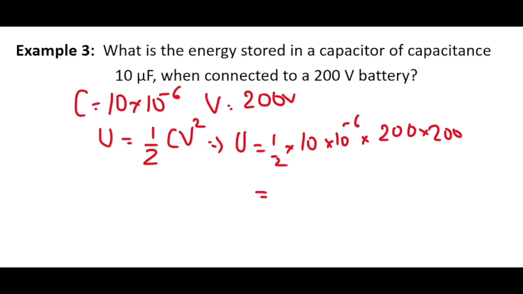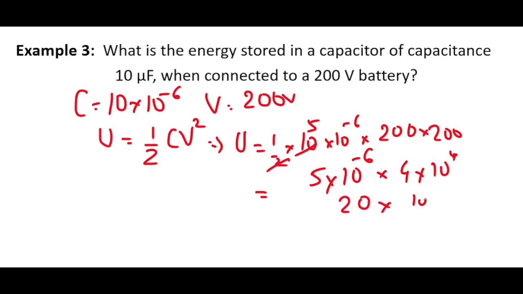It is 0.2. Let me check. No, 0.2. Okay, let's see. Yes, it is 5. This is 2 into 4 into. That means it is 5 into 10 raised to power minus 6 into 4 into 10 raised to power 4. It is 5 into 4 is 20 into 10 raised to power minus 2, and it is 0.2. Shabash. Correct.